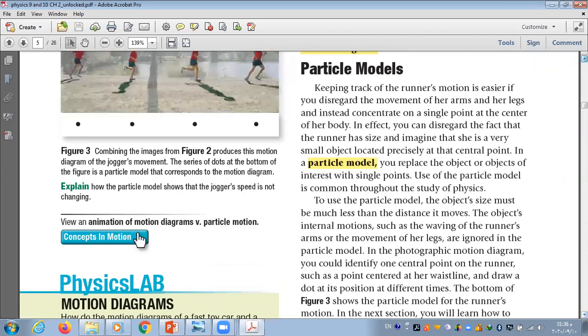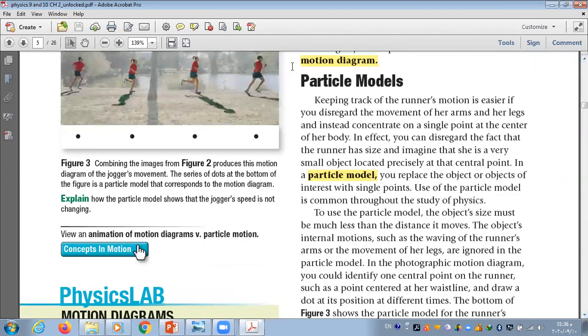Okay, thanks. So here, you can only highlight the definition of particle model. In a particle model, you replace the object or objects of interest with what? With single points. So now you have to know only the definition of motion diagram and the definition of particle model.